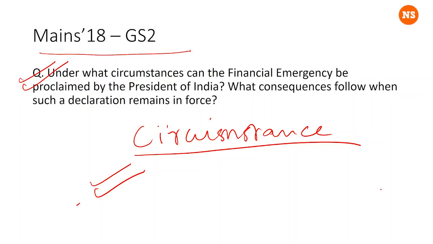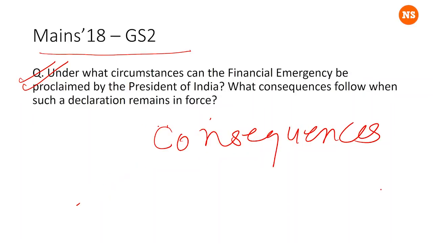Now second comes, what consequences follow when such a declaration remains in force. Again, make another heading about the consequences. You can write that one line heading, whatever you choose to. And you can write those 3 or 4 or 5 points which are directly there in any of the textbooks. And you must be knowing them by heart because it is such a simple topic, right? So you can write 1, 2, 3, 4, 5. These are the consequences when such a declaration remains in force.